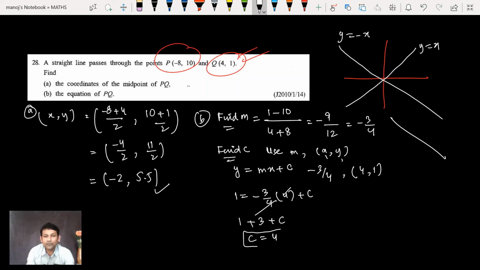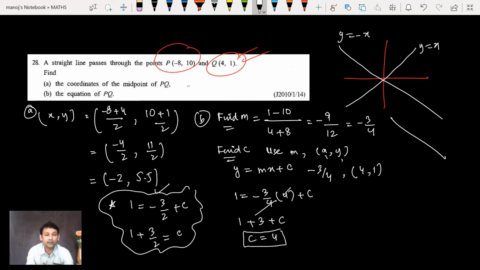There is one possible mistake here. Sometimes we have 1 equals minus 3 upon 4 times something, suppose it's coming 3 upon 2, plus c. What do you have to do here? Please do not do cross multiplication, 2 multiply and 3 divide, no. You have to do 1 minus 3 upon 2 and find c, or you can take the LCM. Please don't make the mistake. This is very important. In the exam we had questions like this, but here the 4 cancels out, and 3 minus 2 is 4.